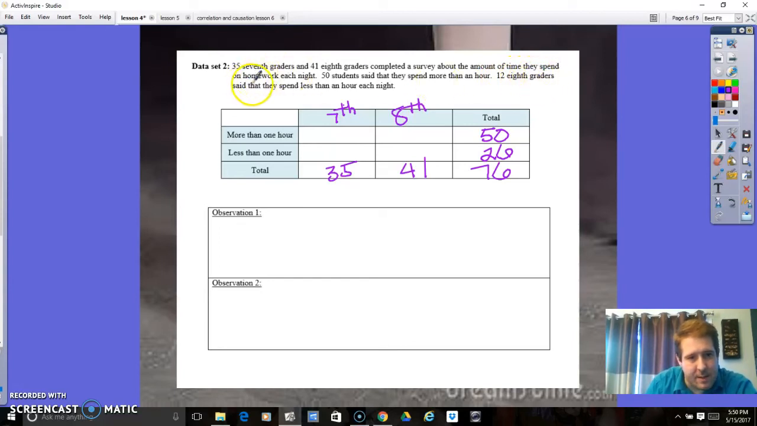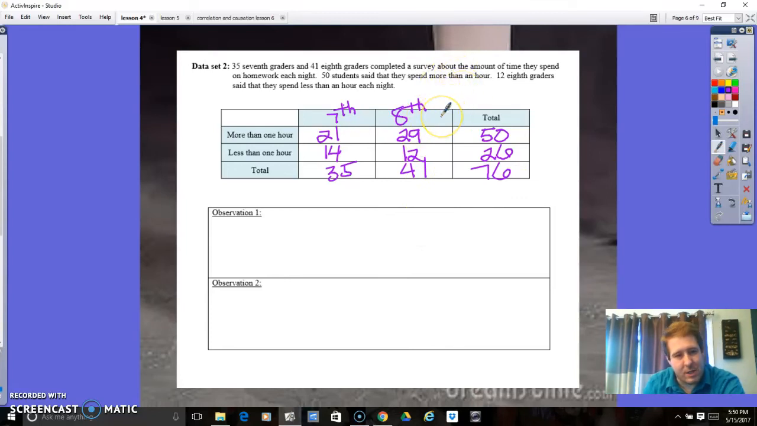12 8th graders said that they would spend less than an hour. Okay, so that's 12 right here. All right, so now what plus 12 makes 26? And that would happen to be 14. What plus 12 makes 41? So let's see. 18 plus 12 will get me to 30. 28 plus 12 will give me 40. So it's got to be one more than that. It's got to be 29. Yep. And what plus 14 equals 35? That would be 21. All right, and we're done.